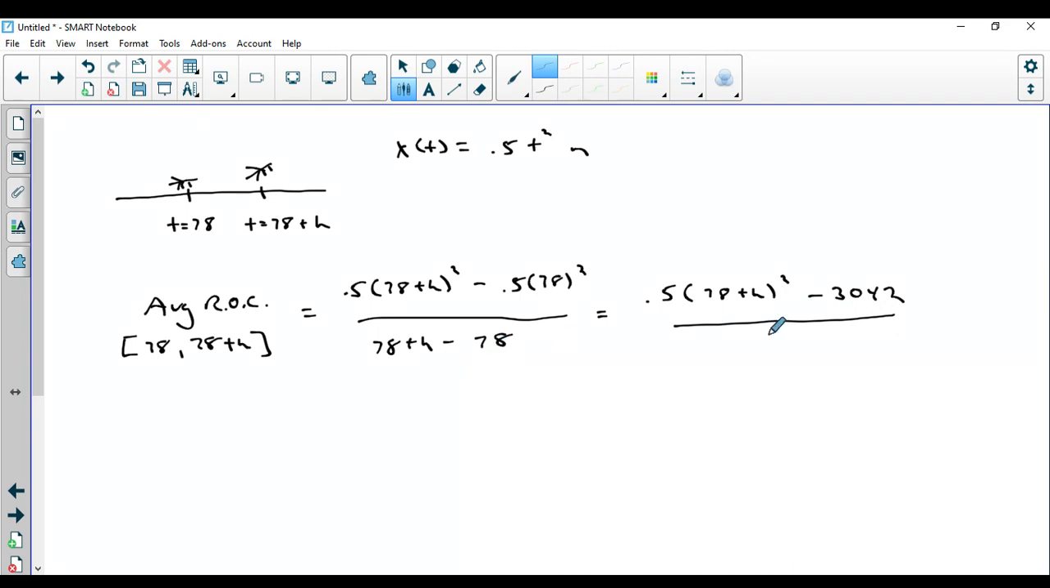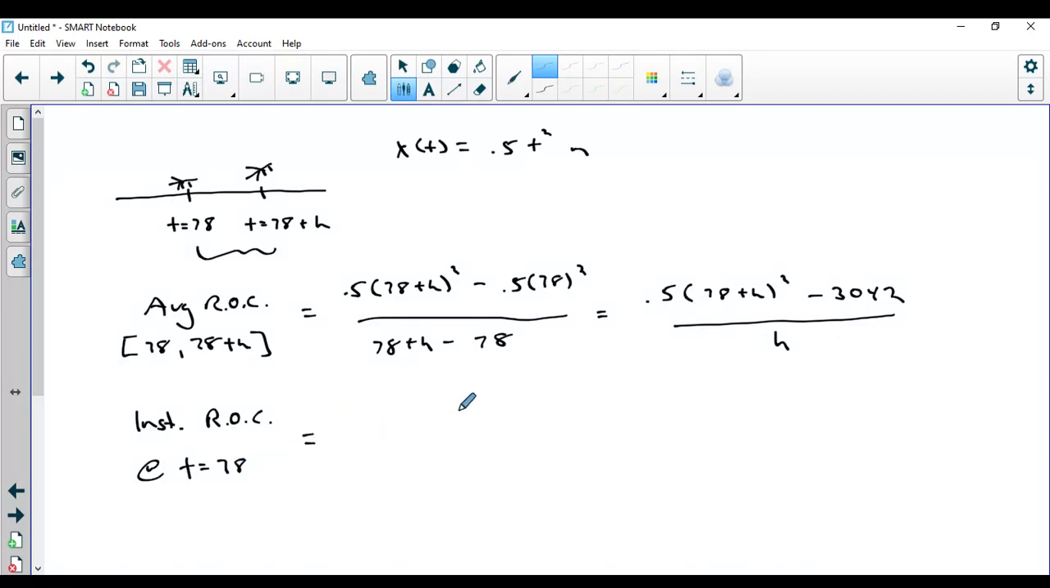And now here you see we just get h, which, by the way, ends up being the length of the interval. So now this is a formula for the average rate of change over this interval for this particular plane. And the question that we want is, well, we want the instantaneous rate of change, now at the instant t equals 78. Notice the difference: average rate of change is over an interval, instantaneous rate of change is at an instant.